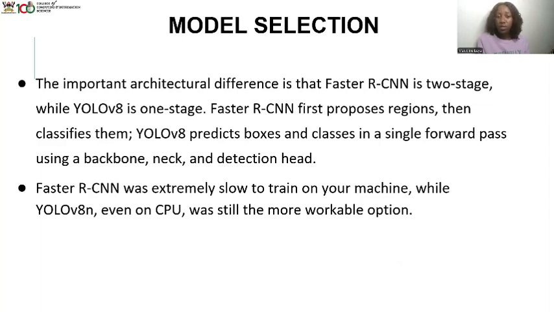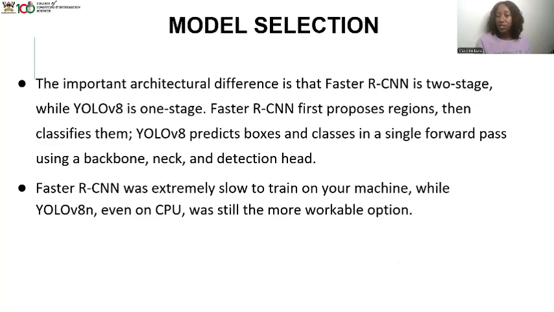The important architectural difference is that Faster RCNN is a 2-stage while YOLO V8 is a 1-stage. Faster RCNN is very good if we need detailed results, and if the results are not urgent and we don't need them in real time, Faster RCNN can work very well for that. YOLO V8, because it is a 1-stage, only looks once at the image and gives you a prediction, making it very fast and very suitable for real-time systems.